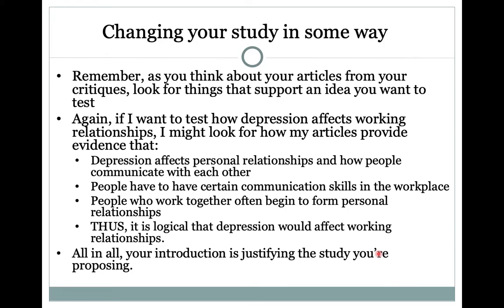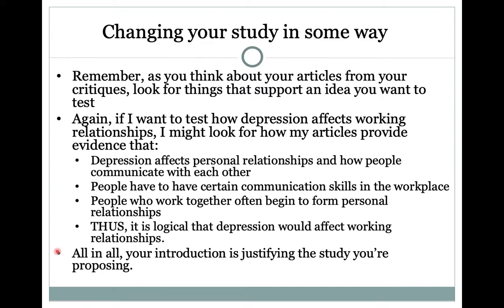Also, remember, as you think about your articles and your critiques, look for things that support an idea you want to test. So, for example, if you want to test how depression affects working relationships, you could look for articles that provide evidence for a bunch of different things. Maybe depression affects personal relationships and how people communicate with each other. That would justify why you want to look at depression and working relationships. Or studies that show people have to have certain communication skills in the workplace, or people who work together often begin to form personal relationships. Thus, it is logical that depression would affect working relationships.